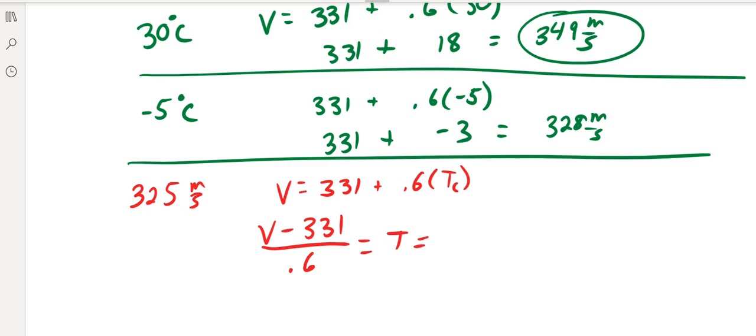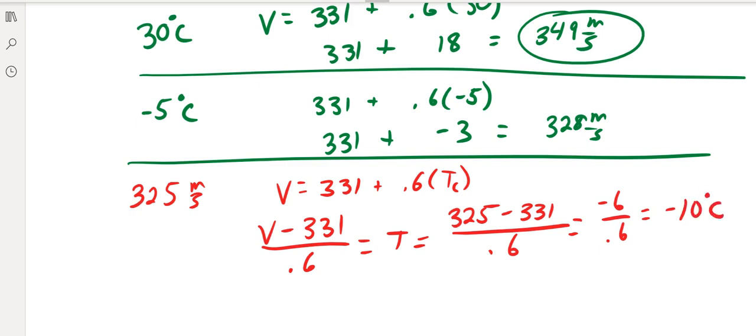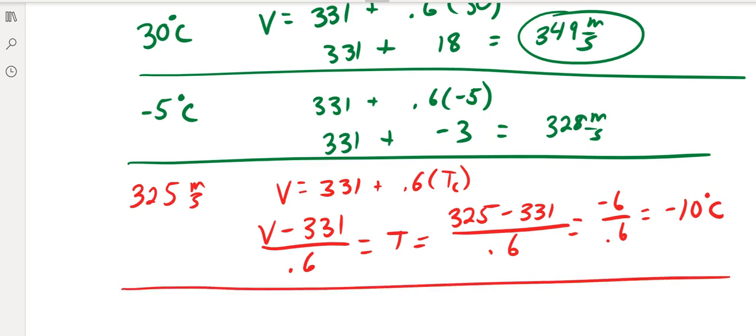So in this particular case, we would have 325 minus 331 divided by 0.6. On the top, you would get negative 6, divided by 0.6, and this would give you negative 10 degrees Celsius. And recognize it's less than 331, so that would be a negative temperature.